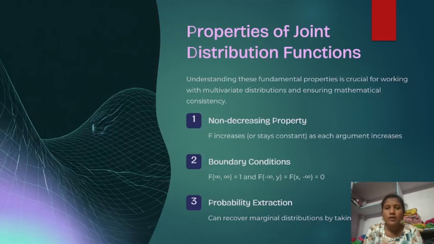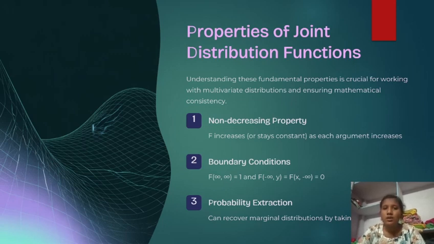Properties of joint distribution functions. Understanding these fundamental properties is crucial for working with multivariate distributions and ensuring mathematical consistency. Here, the non-decreasing property. The property reveals that F increases or stays constant as each argument increases.